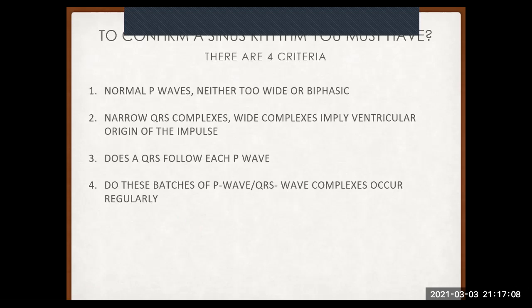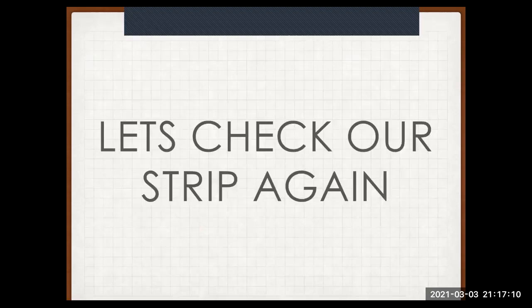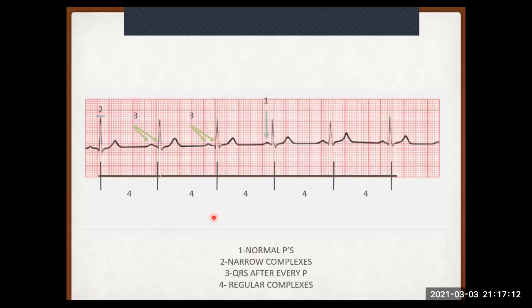Okay, so let's look at that rhythm strip again. So let's look at number one, our P waves. So there's our P wave over there, all right? It's a nice normal looking P wave. Now the reason your P wave is smaller is because your atrium is smaller, so it doesn't release as much electricity, all right? So you see a normal looking P wave. It's not too big, it's not too small, it's not too high, it's not too low, it's not biphasic, it's not ridged, there's nothing, it's just normal.